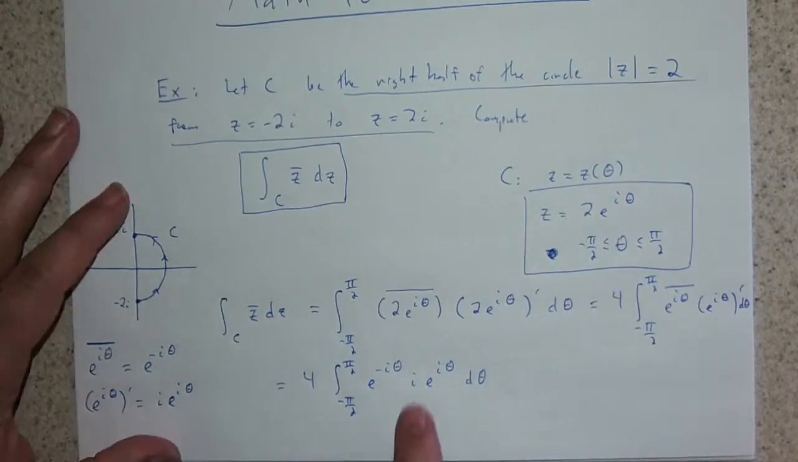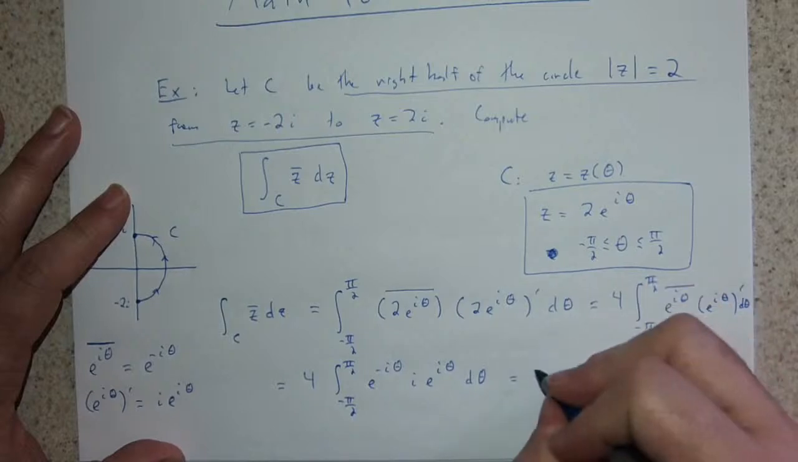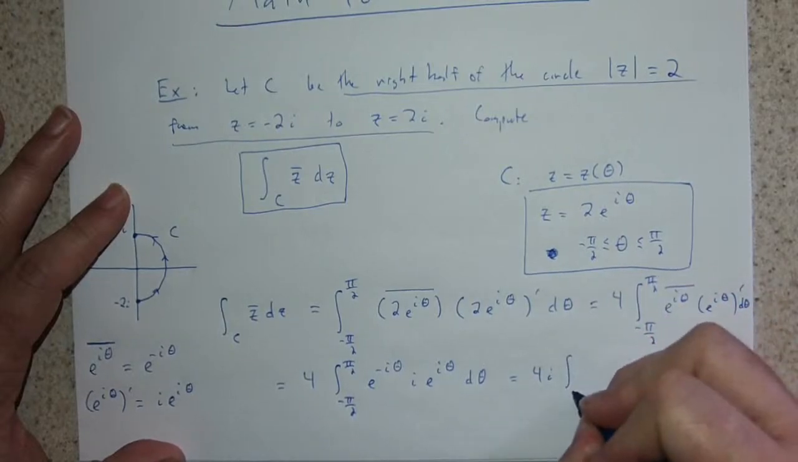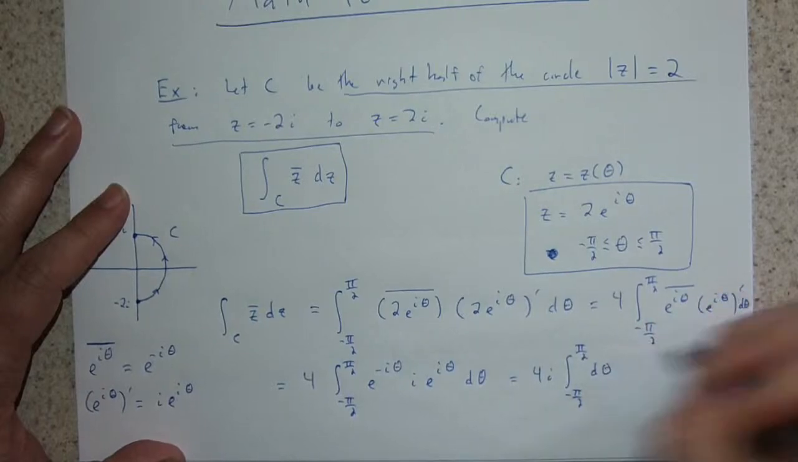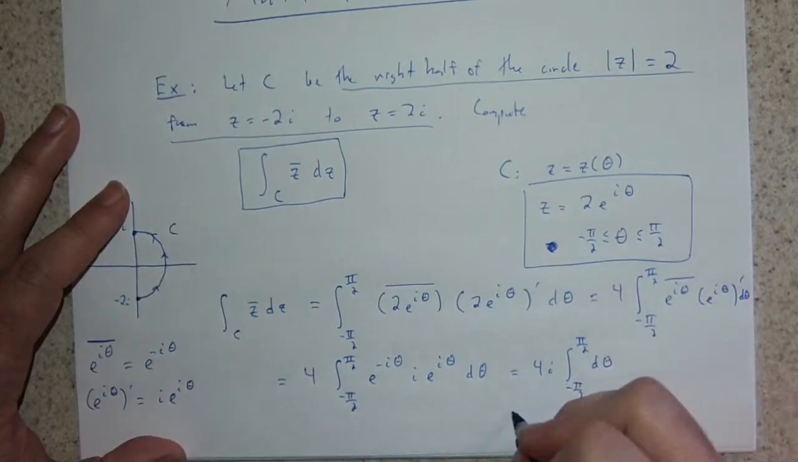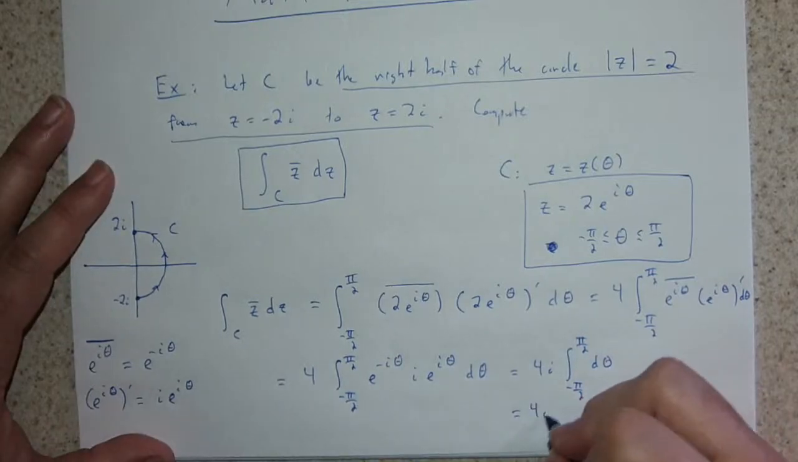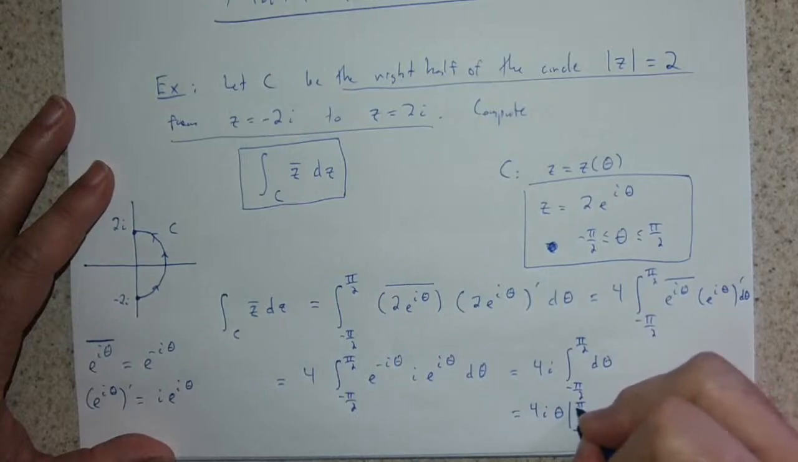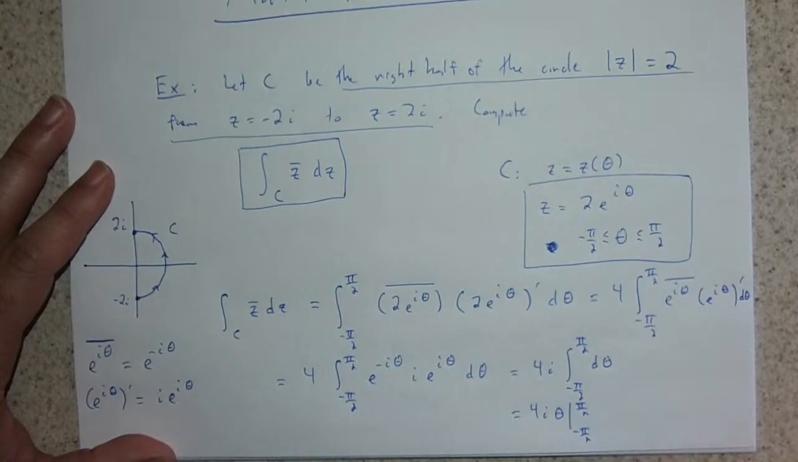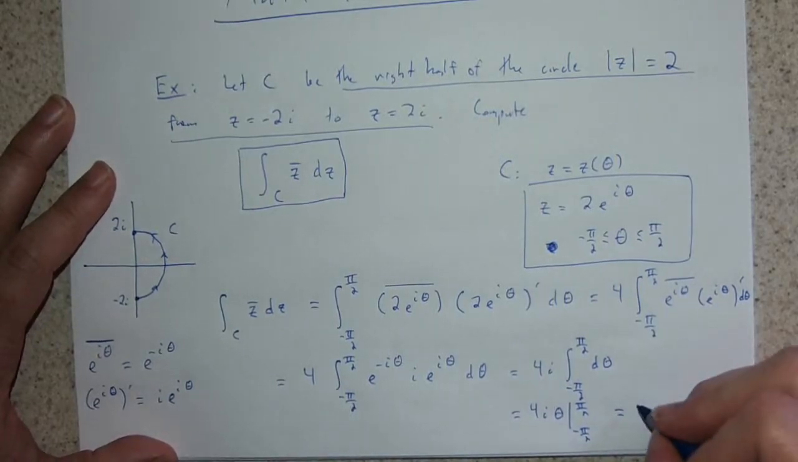Okay. But I is just a constant. That can be pulled out of this integral. E to the minus I theta times e to the I theta is e to the 0, which is just 1. So this is actually 4i times the integral from minus pi over 2 to pi over 2 d theta. Okay. Which is equal to, this is just 4i theta evaluated from minus pi over 2 to pi over 2. So it's pi over 2 minus minus pi over 2. So that is pi. So this is 4 pi I.